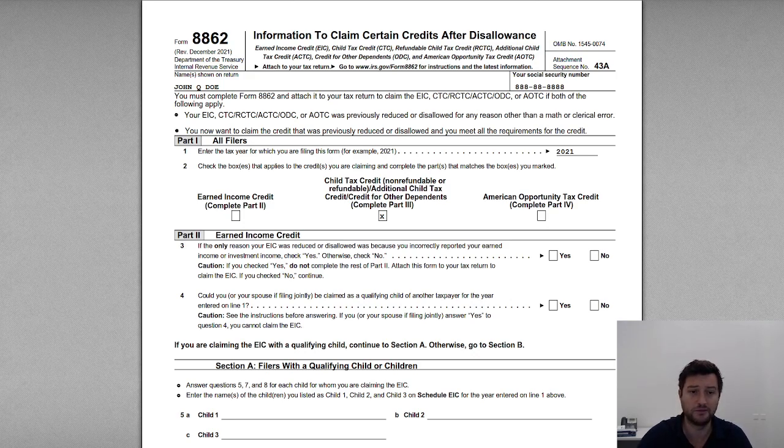If you try to claim the EITC or the American Opportunity Credit in a prior year and it was disallowed for some reason because you didn't meet all the elements, going forward, if you want to try to claim those again, you've got to complete the 8862.